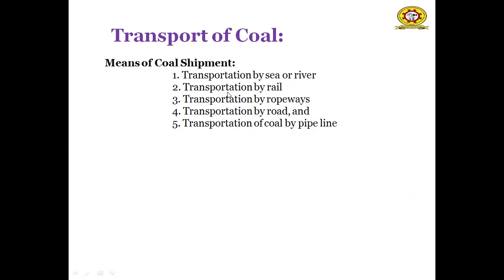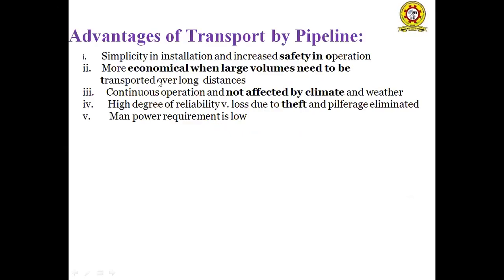Of these, mainly transportation by rail and transportation of coal by pipelines are used in power plants. The following are the advantages of transportation of coal by pipeline. Simple in installation and increases safety in operation. It is more economical where large volumes of coal are to be transported over a longer distance. It allows continuous operation and does not affect the climate and the weather. And the coal is also not affected. If the coal is exposed to the atmosphere, the moisture content in the coal evaporates. That occurs in the railways.